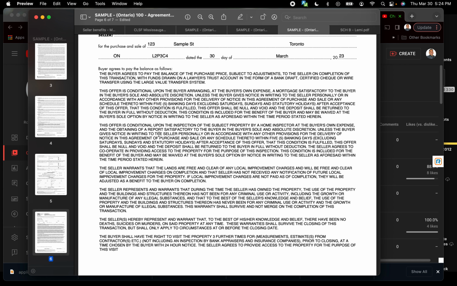And once again, in these two cases, if you do choose to back out of the deal during a conditional period, the deposit is safe and you're able to receive it back.